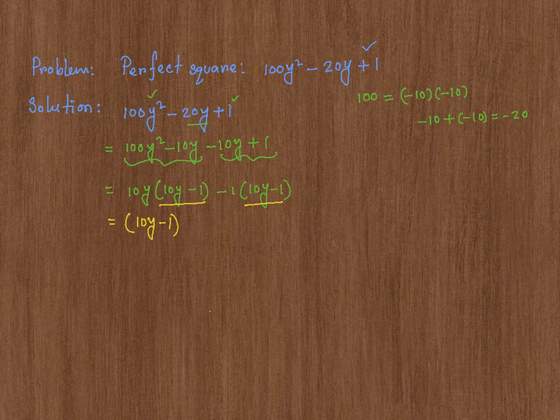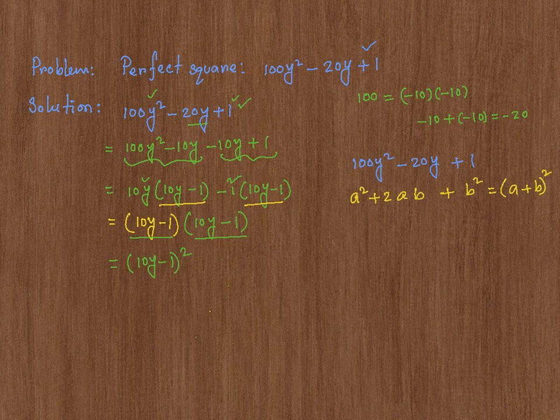If I factored that out, I'm going to be left with just 10y from the first term, and from the second term negative 1. By the way, as it turns out, both of these factors are the same, which basically tells me it's going to be 10y minus 1 whole square. So this is actually a perfect square.